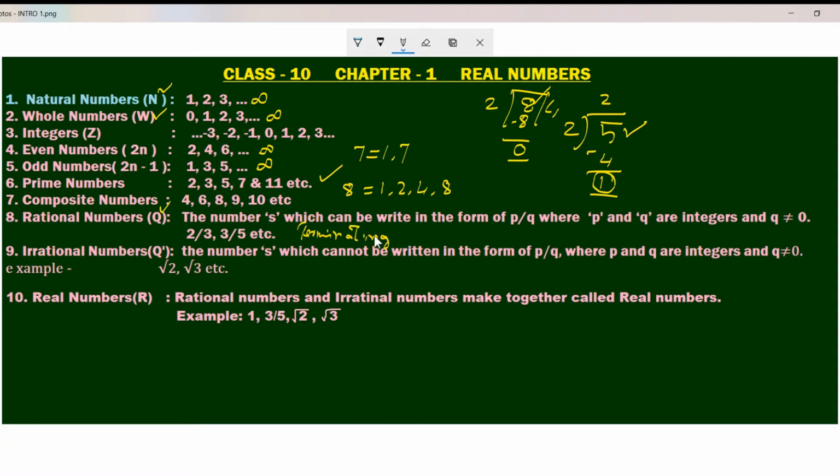Terminating. Another one is non-terminating but repeating. That means the decimal numbers will repeat. Got it? There are two types of rational numbers. We can see them one by one.